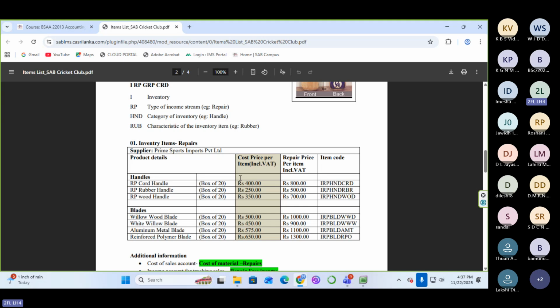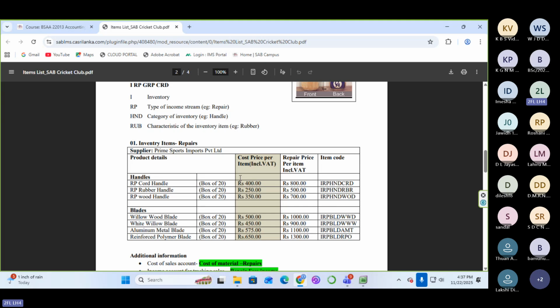And then cost price per item. What is the purchasing price per item is also given, and you can see that column is highlighted in your table. I'll tell you why. And then you are given the repair price per item, basically that is the selling price.